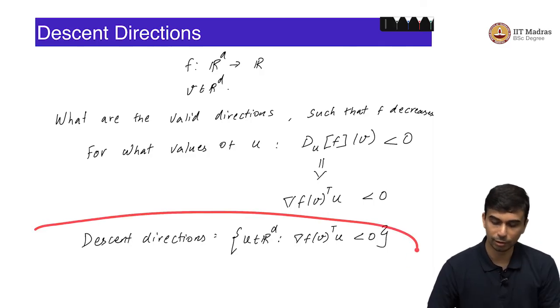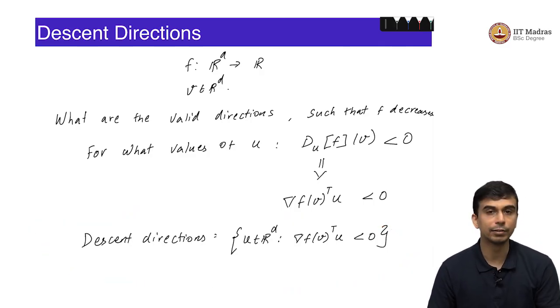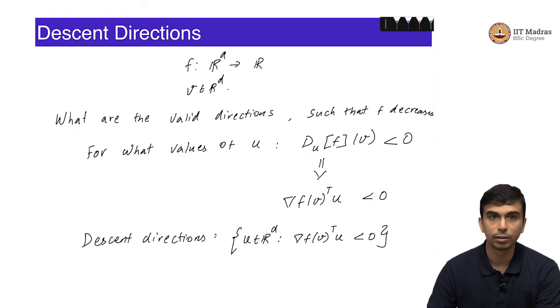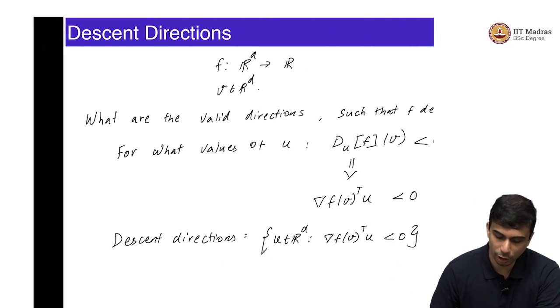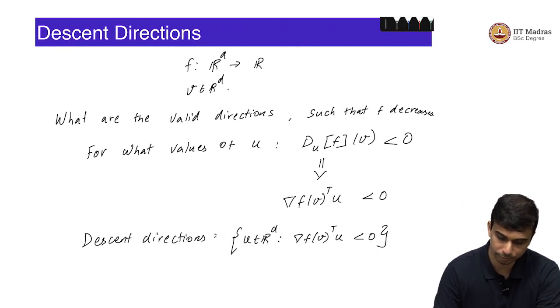So, this is another tool that you will need when you do optimization, that is the set of directions along which you can move so that the function value decreases from the current value. So, that is your descent direction. These are all descent directions.